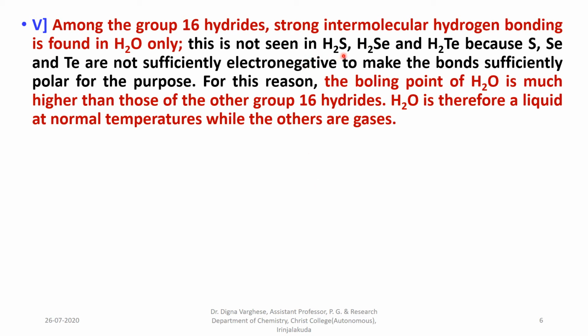This is not seen in hydrogen sulfide, hydrogen selenide or hydrogen telluride, because sulfur, selenium and tellurium are not sufficiently electronegative to make the bonds polar for the purpose. For this reason, the boiling point of water is much higher than those of the other group 16 hydrides. Water is therefore a liquid at normal temperatures, while the others are gases.